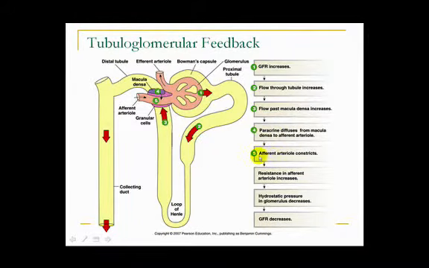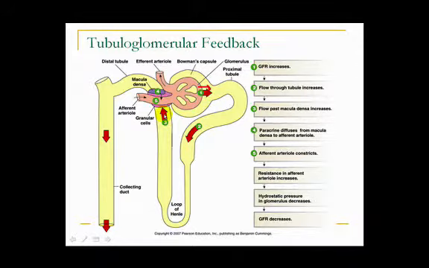So here's a little pattern of what's happening. Let's say my glomerular filtration rate increases for some reason. So I have an increase in glomerular filtration rate. That means that the flow of fluid through my nephron will speed up. And if it speeds up too fast, that means I'm not reabsorbing all the electrolytes and solutes that I need to.